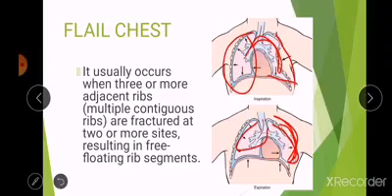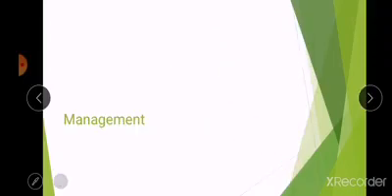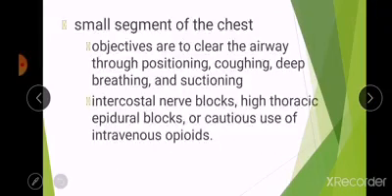So, ang flail chest, it usually occurs when 3 or more adjacent ribs are fractured. So, ibig sabihin, it is a multiple fracture, resulting in free floating rib segments. So, what are the management for a small segment of the chest? Yan, yung pag small segment of the chest ang affected, ang gagawin lang natin dito is to clear the airway.